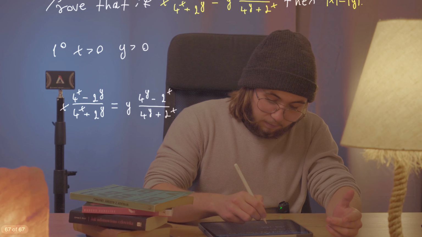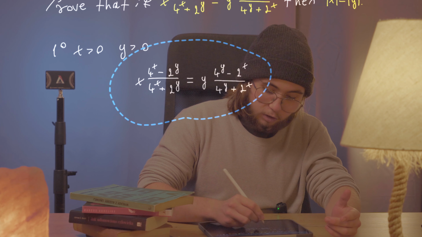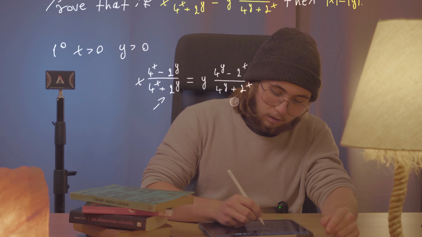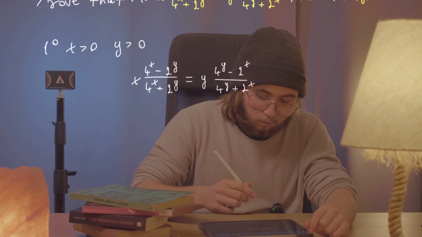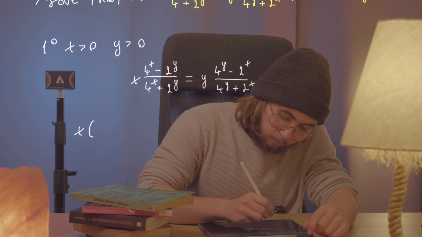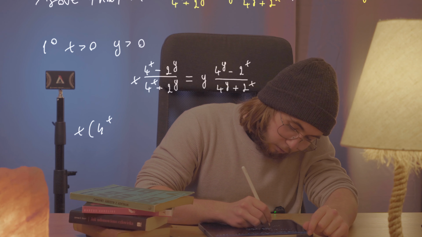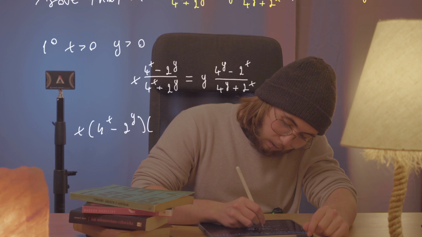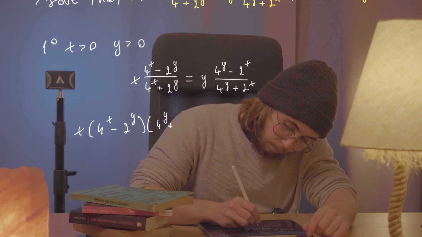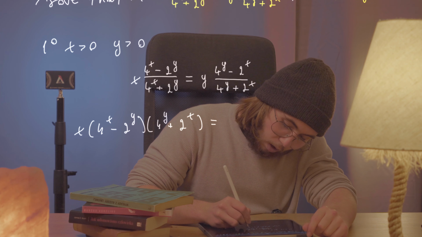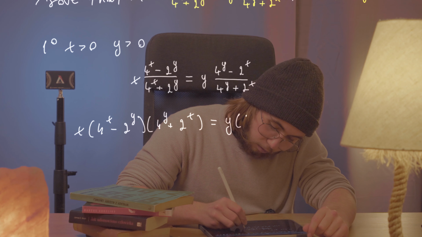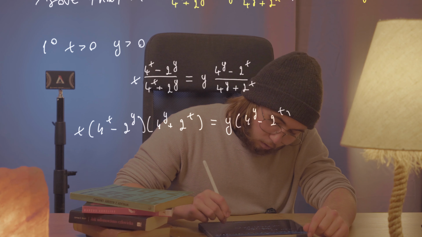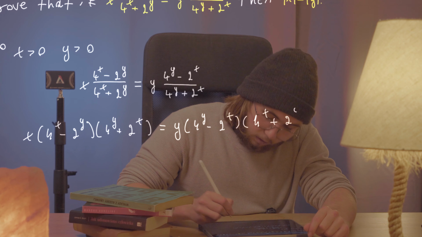Okay, so this thing right there, and now we would like to distribute those denominators we've got here on both hand sides, just cross multiplied, so that we have something to work with. Maybe something that will look a little bit better. So we have x multiplied by (4^x − 2^y) multiplied by the denominator from the right hand side, 4^y + 2^x, and on the right hand side, y multiplied by (4^y − 2^x), all multiplied by (4^x + 2^y).